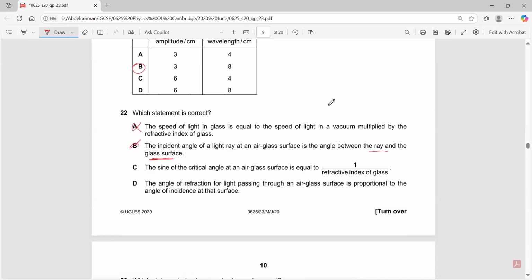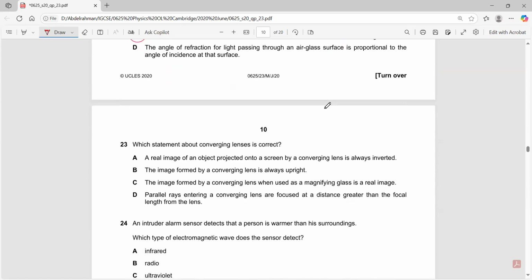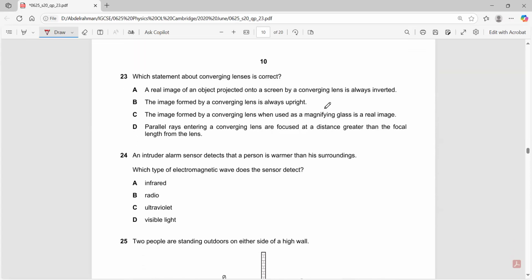The sine of the critical angle is equal to 1 over the refractive index. Yes. N equals 1 over sine C, so sine C would be equal to 1 over N. Yes, this is correct. Which statement about converging lenses is correct? A real image of an object projected onto a screen by a converging lens is always inverted. Real image is always inverted. Yes, it is.